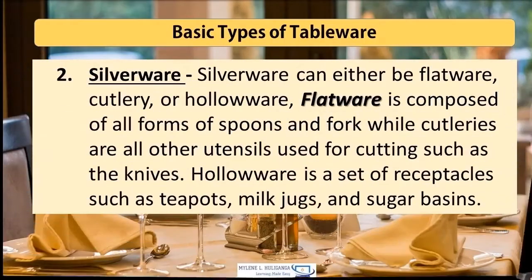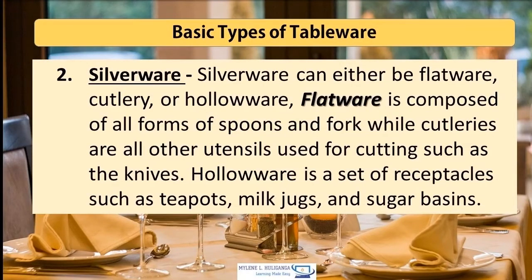The silverware. Silverware can either be flatware, cutlery, or hollowware. Flatware is composed of all forms of spoons and forks, while cutlery covers all other utensils used for cutting, such as knives. Hollowware is a set of receptacles such as teapots, milk jugs, and sugar basins.